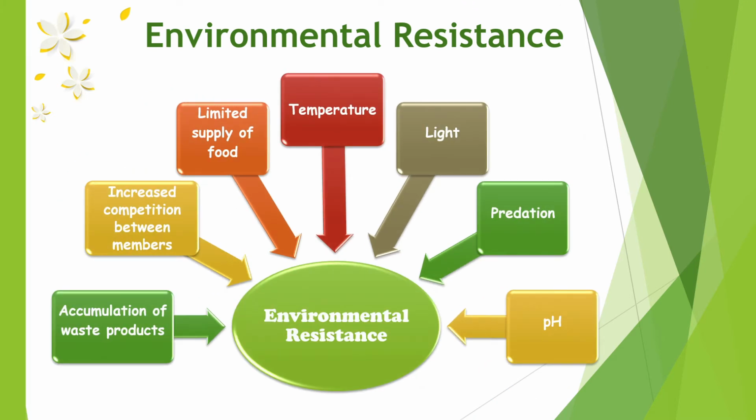These are examples of environmental resistance: accumulation of waste products, increased competition between members, for example, competition for mating, competition for food, and so on, limited supply of food, temperature, light, predation, and pH.